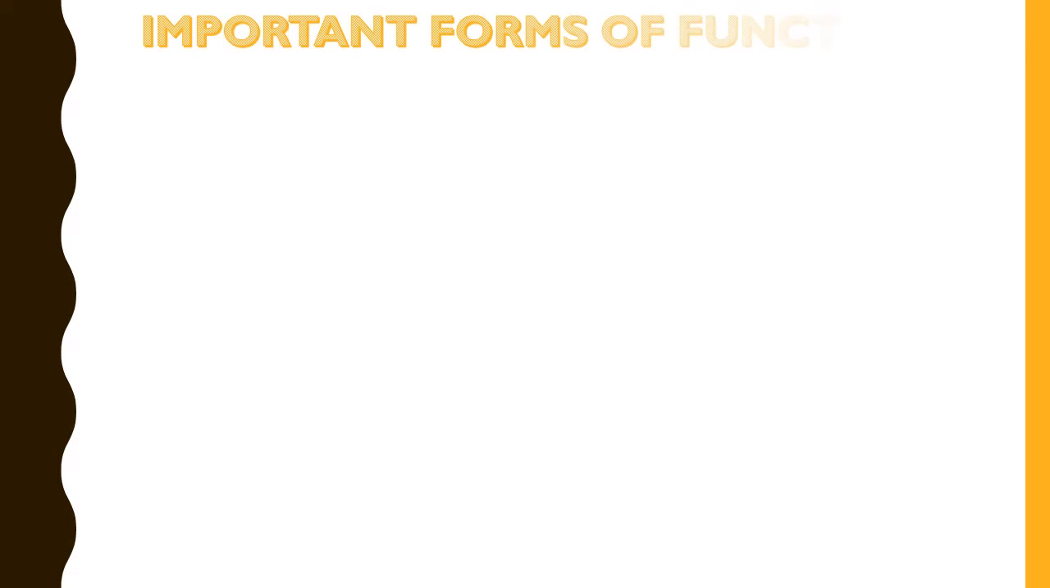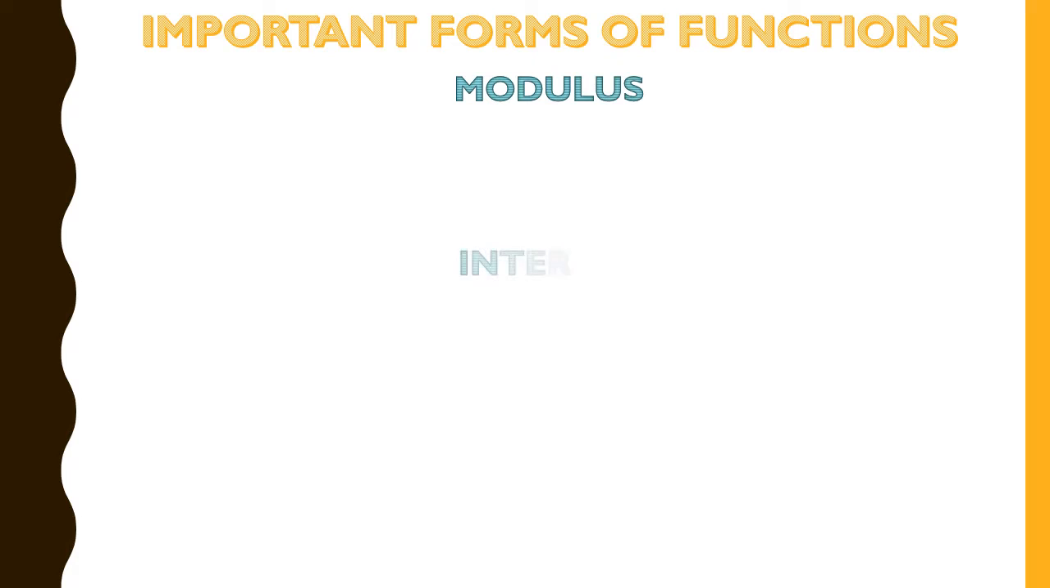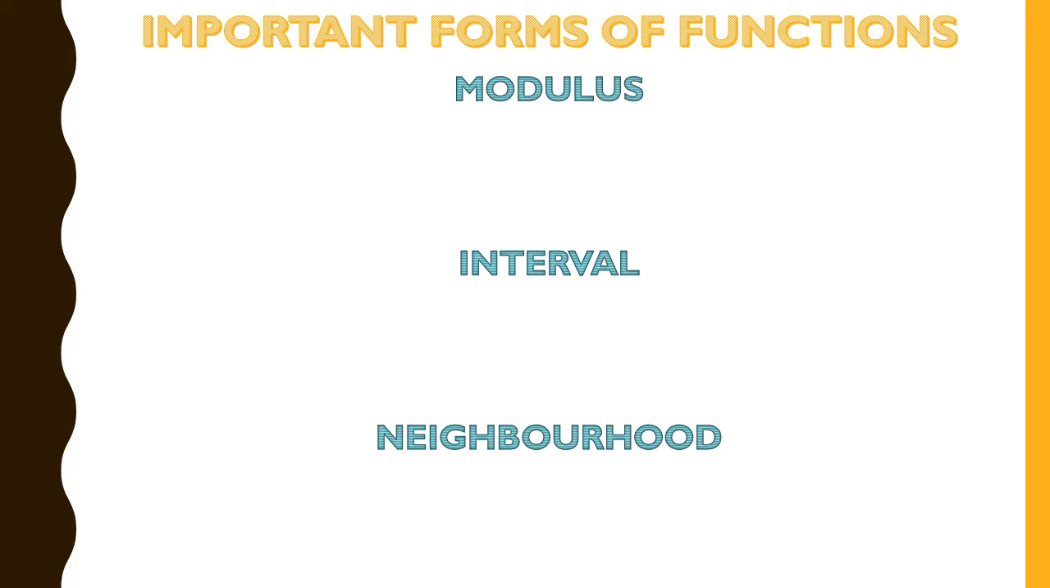Now, there are three important forms of functions which we are going to study for this chapter. The first one is the modulus form, second one is the interval form, and third one is the neighborhood form. Now, modulus is written like this, that when we say the x modulus, it means x can be positive, x can be negative, or x can be 0. So x modulus is either more than equal to 0 or it is less than 0. Both are possible.